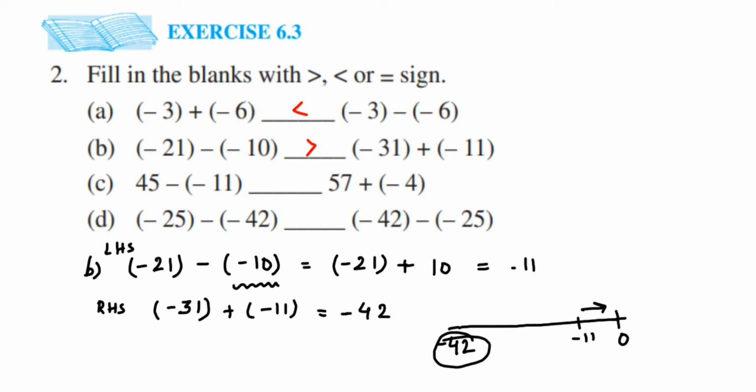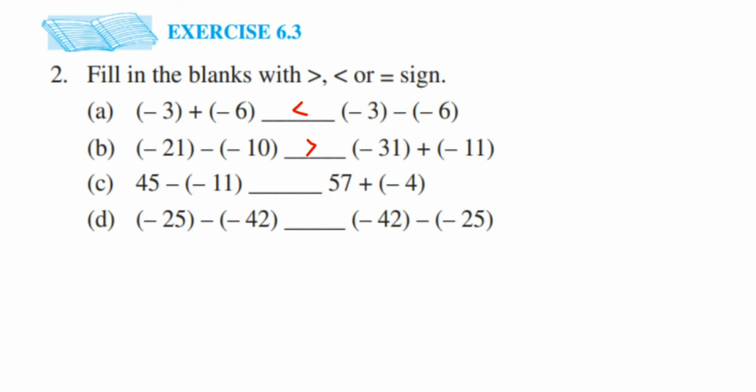Remember that. Now let's go on to the next one, which is C. In C we have 45 minus minus 11 as the LHS. We have to subtract the integers, so the first number will remain the same. Instead of subtracting, we're going to add the additive inverse of minus 11, which is 11. Just simply add them because the signs of both integers are positive. Same sign means addition, so 45 plus 11 will be 56.